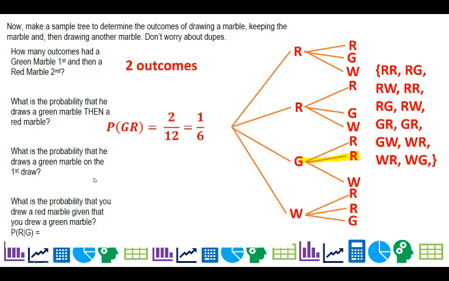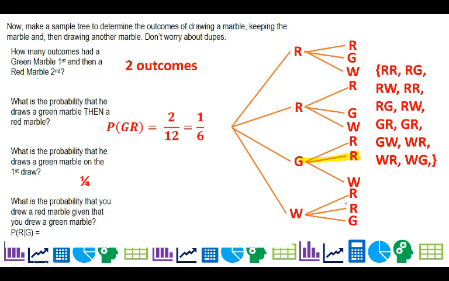Did the probability of drawing a green marble on the first try change? No, it's still 1 out of 4. But how about the probability of getting a red marble? You're going to see that it depends on the second try here. Here, it's 1 out of 3. Here, it's 1 out of 3. Here, it's 2 out of 3, and it's 2 out of 3 there.